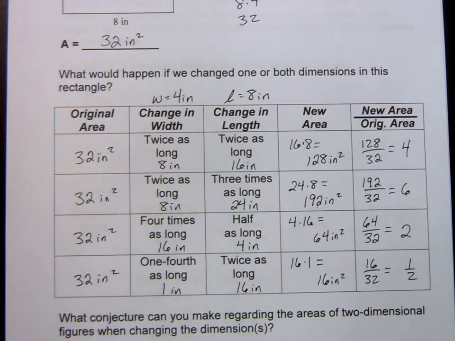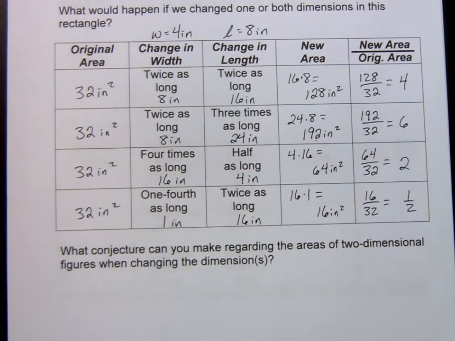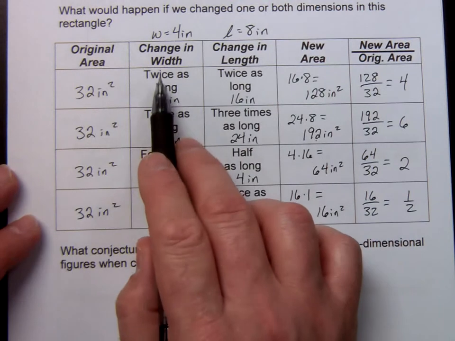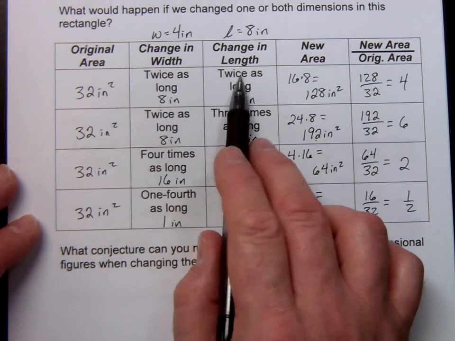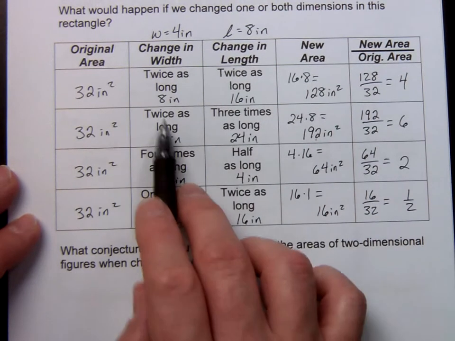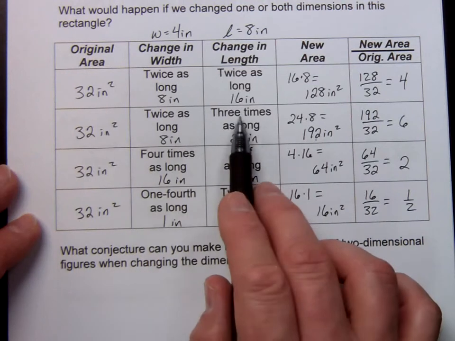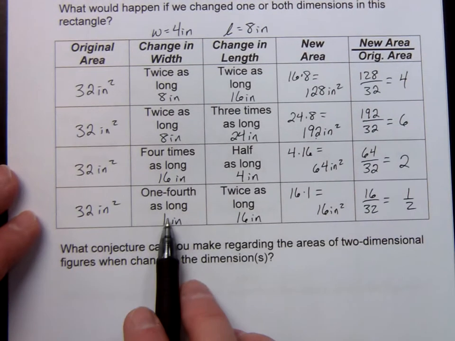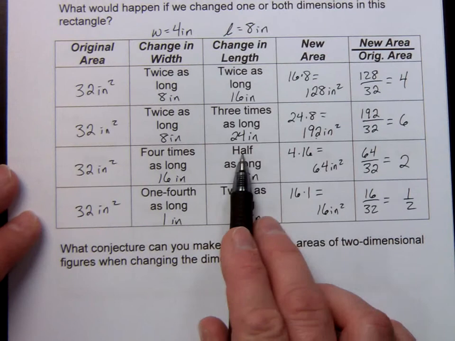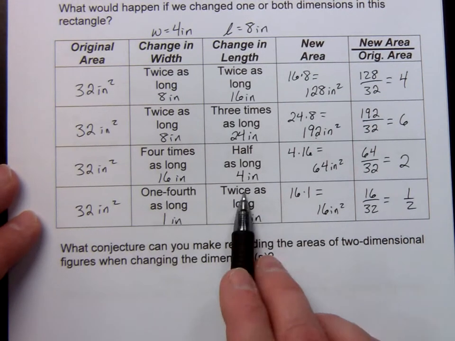And then from this, we're supposed to figure out a pattern. We're supposed to see what is happening to the area each time based on these dimensions. And here's the pattern. Here we multiplied the width by 2 and the length by 2. 2 times 2 is 4. Here we made the width twice as long and the length 3 times as long. 2 times 3 is 6. 4 times a half is 2. 1/4 times 2 is a half.